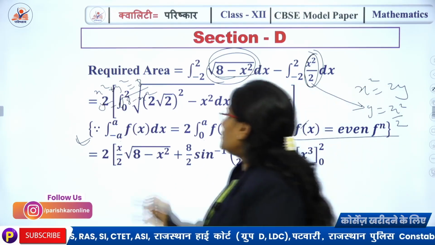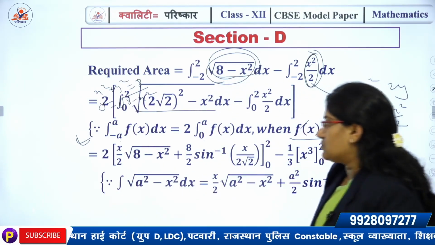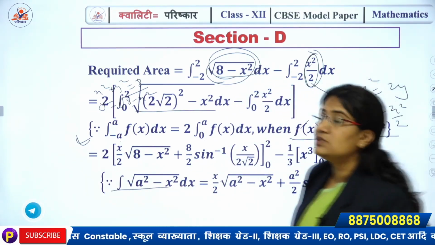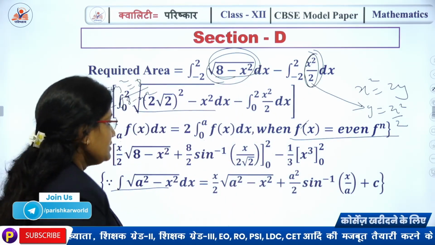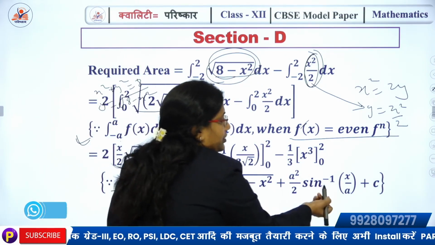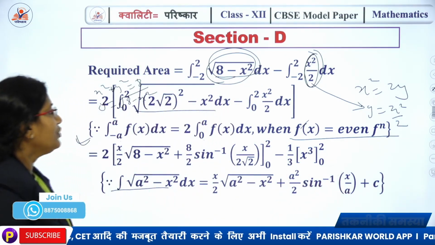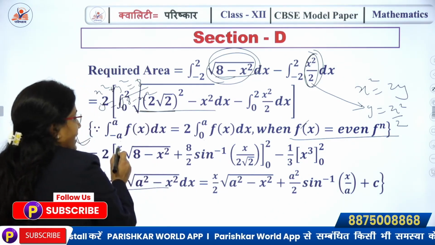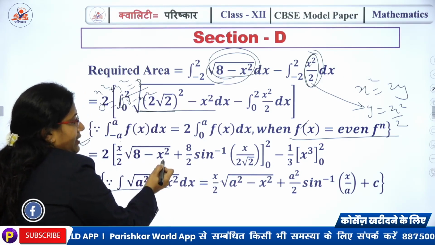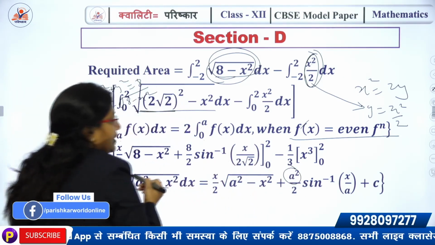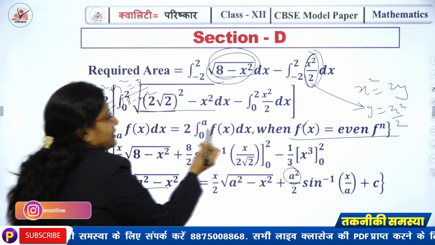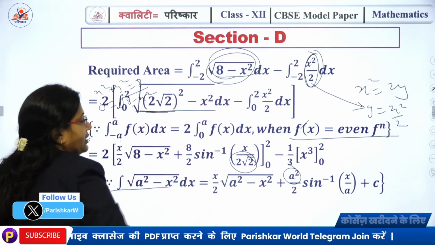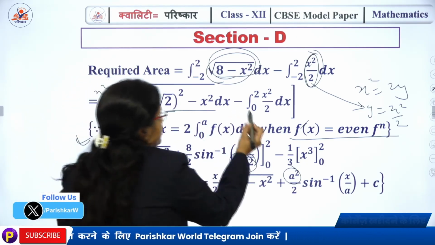Students, for the integration of under the root a square minus x square, we have the formula: the integral of under the root a square minus x square dx is equal to x by 2 root a square minus x square plus a square by 2 sine inverse x upon a, plus c. So here a square is 8. That means x by 2 root 8 minus x square plus 8 by 2 sine inverse x upon a. And the value of a is 2 root 2, and the integration limits are 0 to 2.